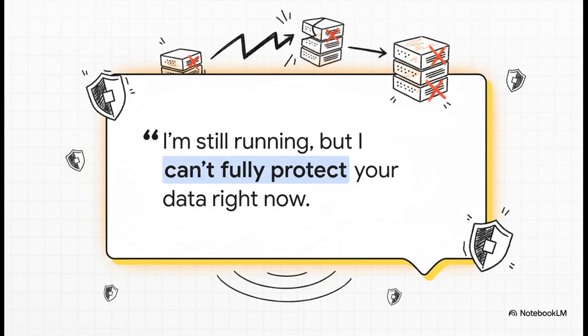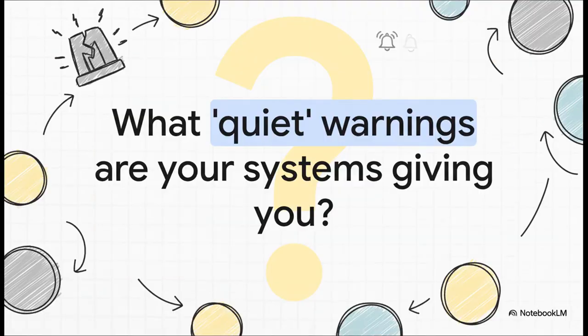So the next time you see this metric, try to think of it like Kafka is trying to tell you something, personally. It's basically whispering, hey, I'm still running, but I just want you to know, I can't fully protect your data right now. And in the world of distributed systems, that's a message you absolutely have to listen to, every single time.